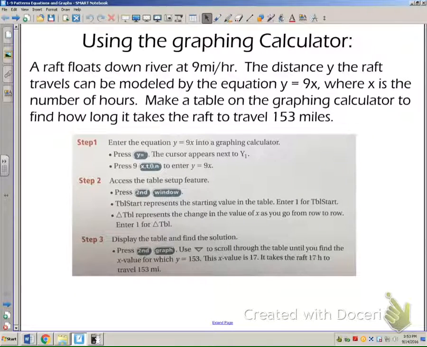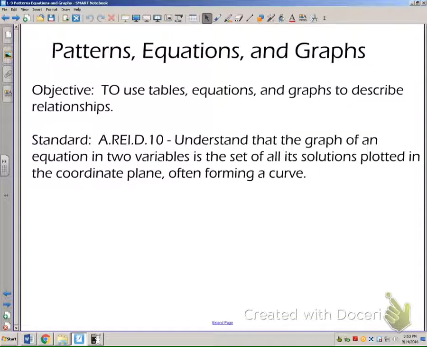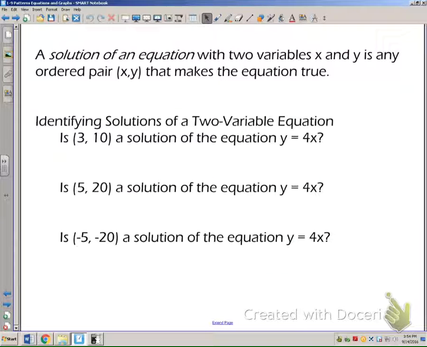You can use your calculator to be able to access these features, but we want to look at using tables, equations, and graphs to describe relationships. And this goes along with the standard of understanding that the graph of an equation in 2 variables is the set of all of its solutions plotted in the coordinate plane, often forming a curve.